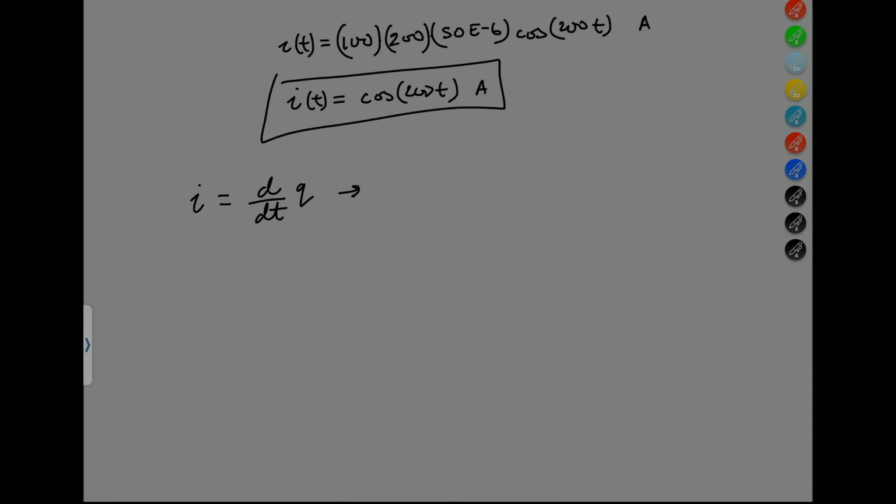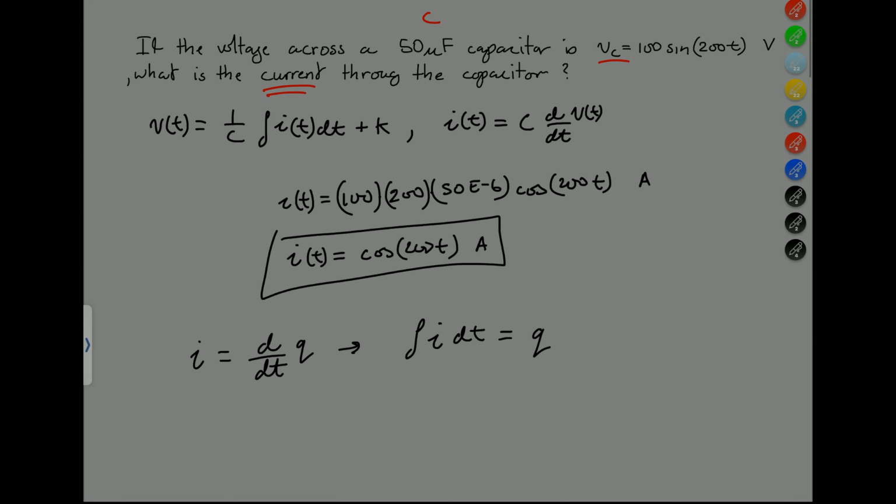If we want to find the charge, we can manipulate our expression. Let's take the integral of both sides. We integrate I dt, and if we integrate the right-hand side, that will equal Q. Let's look at this problem to make it clear.